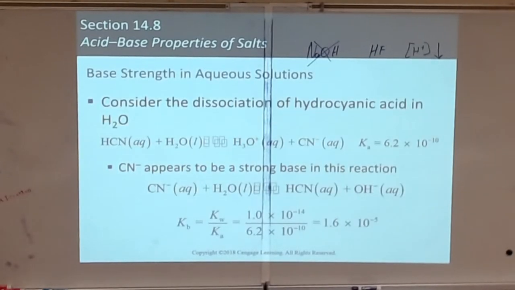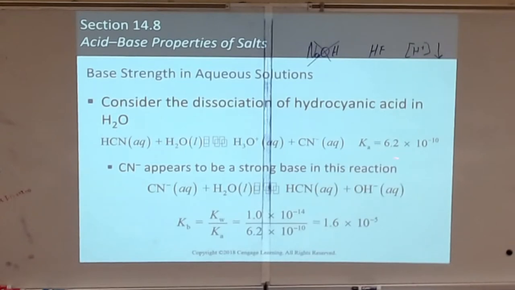Okay. Let's look at the dissociation of hydrocyanic acid in water. I've got a Ka of 6.2 times 10 to the minus 10th. Okay, cyanide is going to look to be a strong base in this particular reaction. Hydrocyanic acid is a weak acid. Strong acid? That's a good question. What are your strongs? HCl. Not that one. That's how you know.